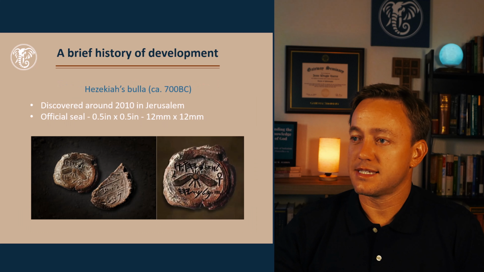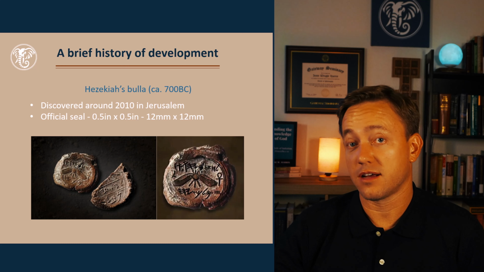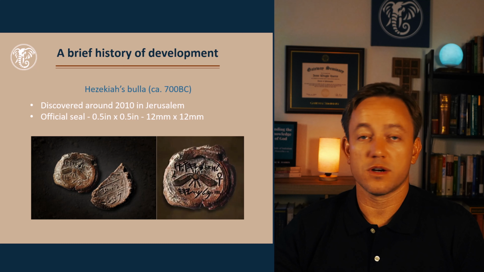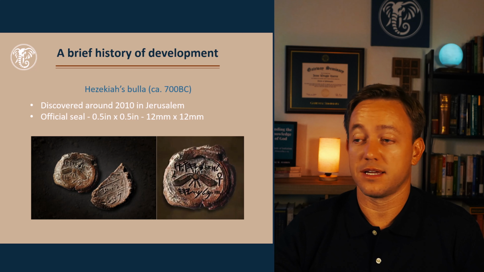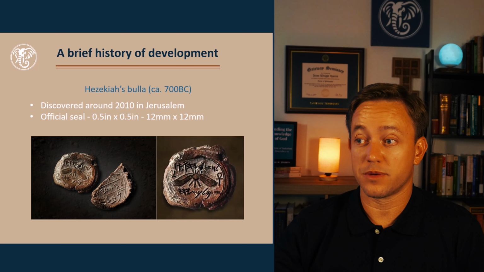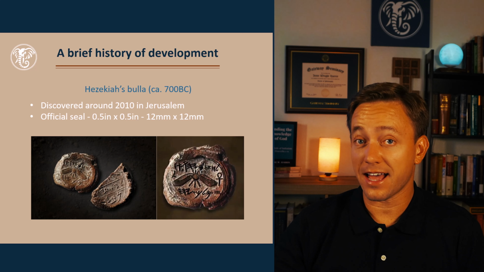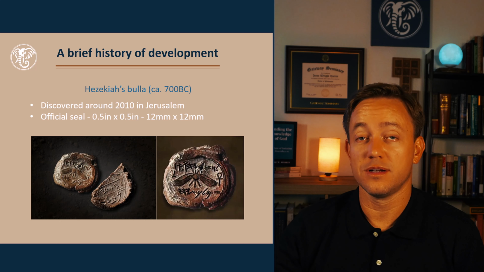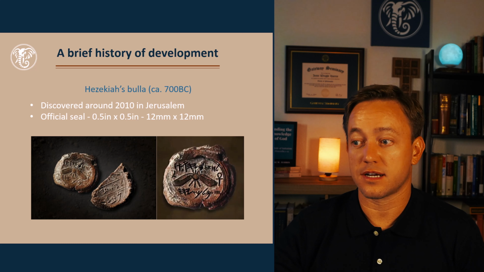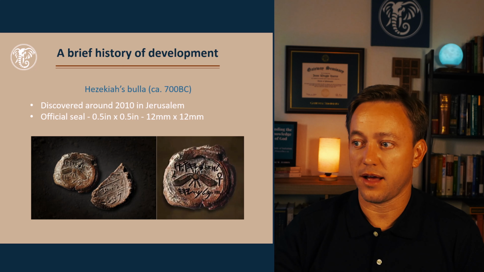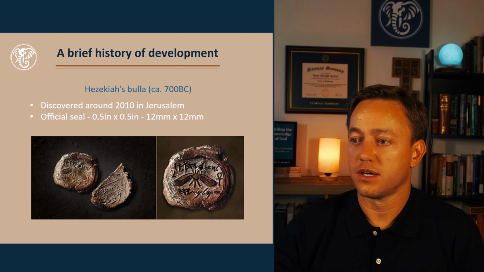So we actually can see here a couple interesting archaeological finds. This is what is called a Bulla, which is like a little seal that would have been used for official documents and for sealing letters and things like that. Interestingly, this one has been ascribed to King Hezekiah, one of the kings of Judah around the time of 700 BC. This particular Bulla was discovered around 2010 in Jerusalem, and they're quite small, only about half an inch by half an inch in diameter.